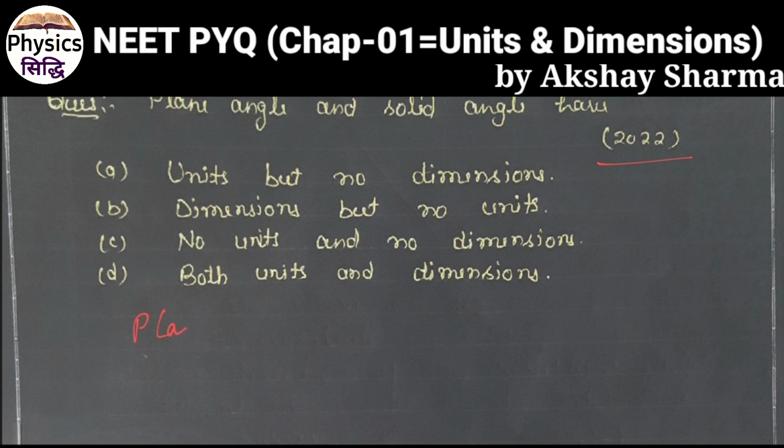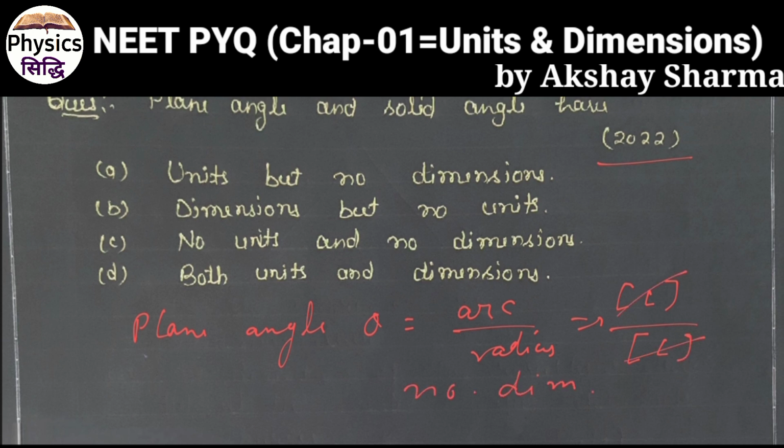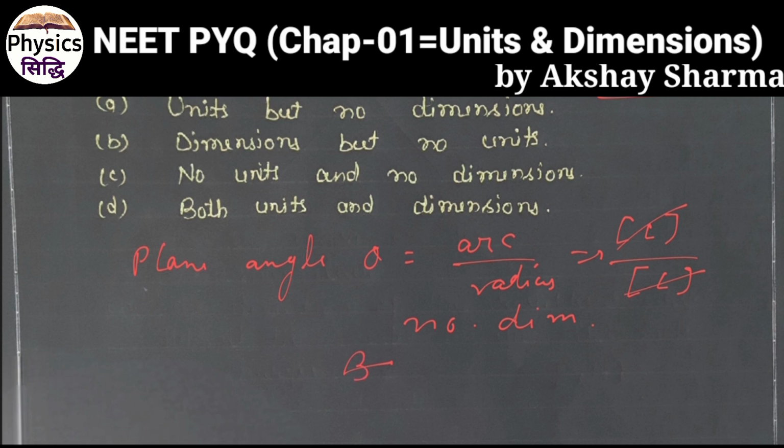Plane angle, or say theta, that is arc upon radius, and it has no dimension because arc is length and radius is length, so both are cancelled. So no dimension, but have unit. Why? Because unit of angle is radian.